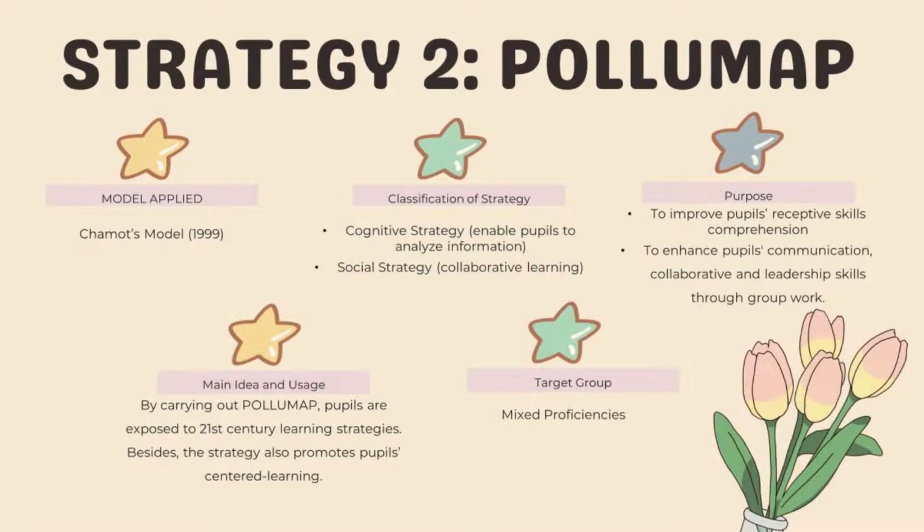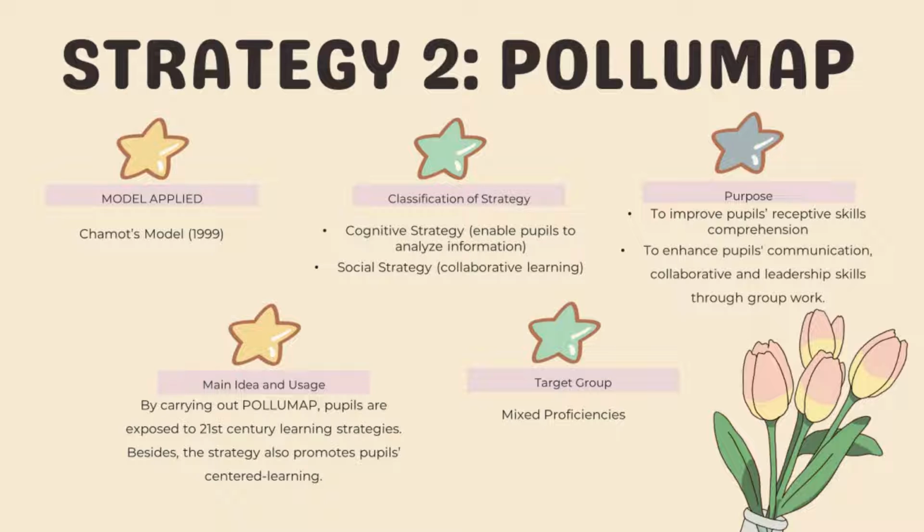Moving on to our next Learning to Learn module titled Polymap. The polymap is a strategy that derived from Chamot's 1999 model. This strategy encompasses two learning strategies, namely the cognitive and social strategies. Cognitive strategy embedded in polymap is shown when pupils analyze information throughout the activity, whereas the social strategy entailed in the activity is shown through pupils' collaborative learning in order to complete the task given.